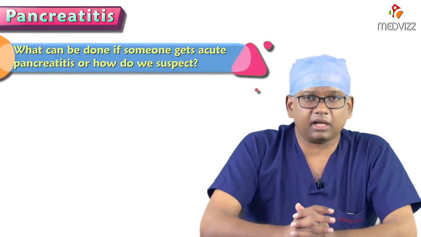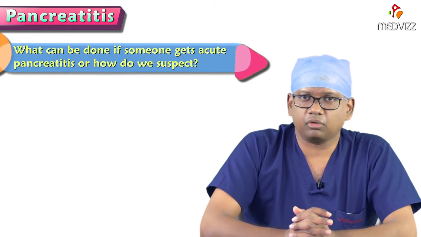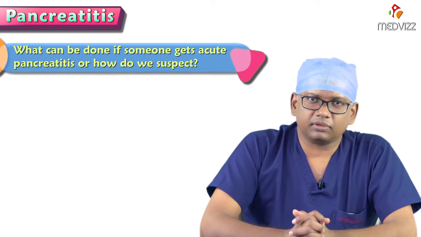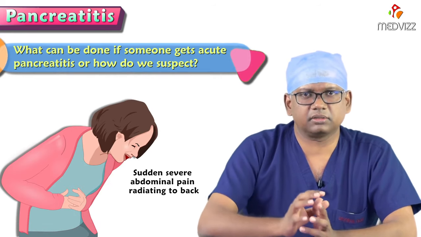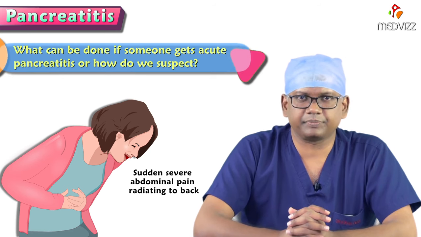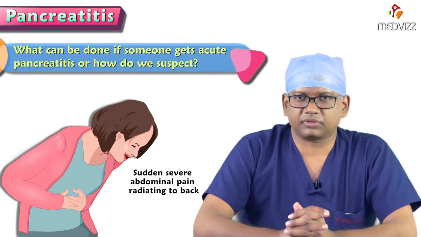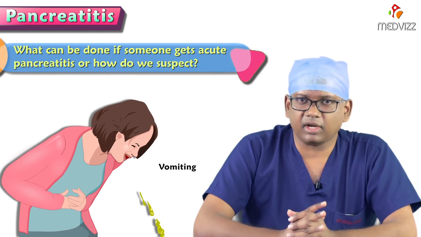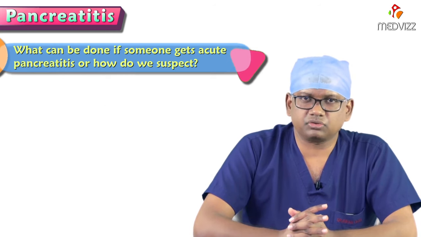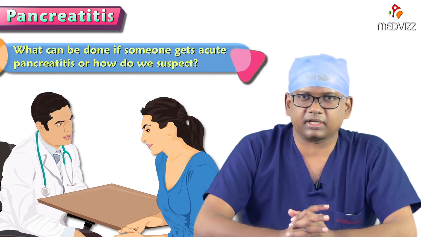What can be done if somebody gets acute pancreatitis, or how do we suspect it? If you have sudden severe abdominal pain, especially if it is going to the back, you suspect acute pancreatitis. You may become sick, you may be vomiting, and you may feel very, very unwell with it. So please do not neglect it, consult the nearest specialist for that.